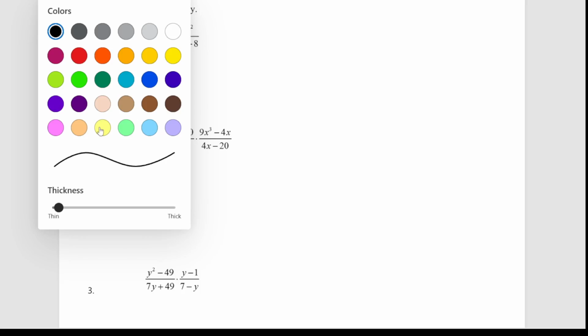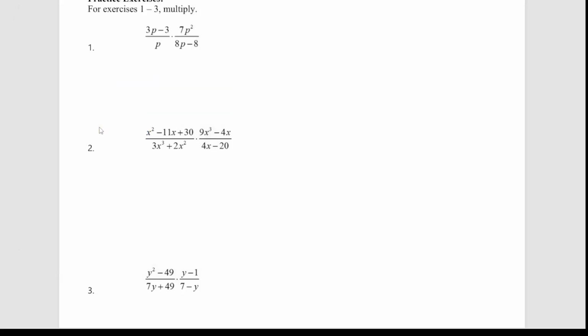So for these next 3 problems, we're again going to want to start with factoring if we can. In particular, on the top, I notice that 3p minus 3 is going to factor into 3 parentheses p minus 1, because 3p minus 3 does have a greatest common factor of 3, over, and then we're just going to have a p there on the bottom, times the second numerator is already factored as 7p squared, over, and then for 8p minus 8, that's going to factor into 8 parentheses p minus 1, since 8p divided by 8 gives you p, negative 8 divided by 8 gets you negative 1.